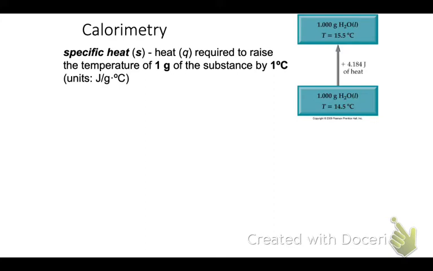If I have 1 gram of water and my temperature was 14.5 degrees Celsius, I need to give that 1 gram of water some heat to go from 14.5 degrees Celsius to 15.5 degrees Celsius. That amount of heat that I needed to give 1 gram to go 1 degree Celsius up is what I call the specific heat of water. So the specific heat of water, therefore, is 4.184 joule for every degree Celsius for every gram.